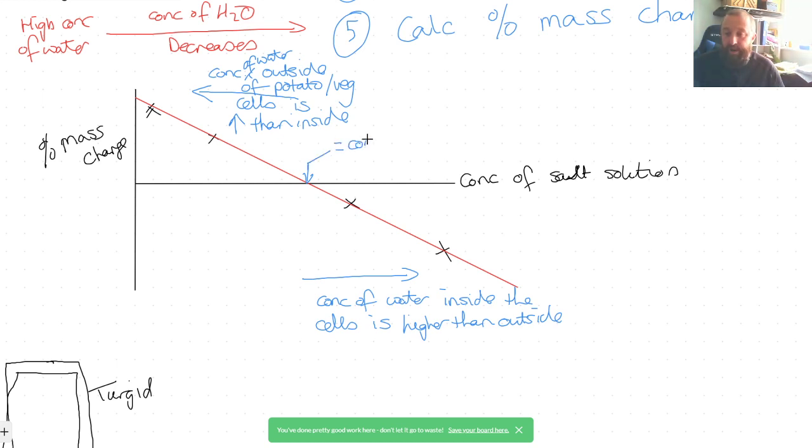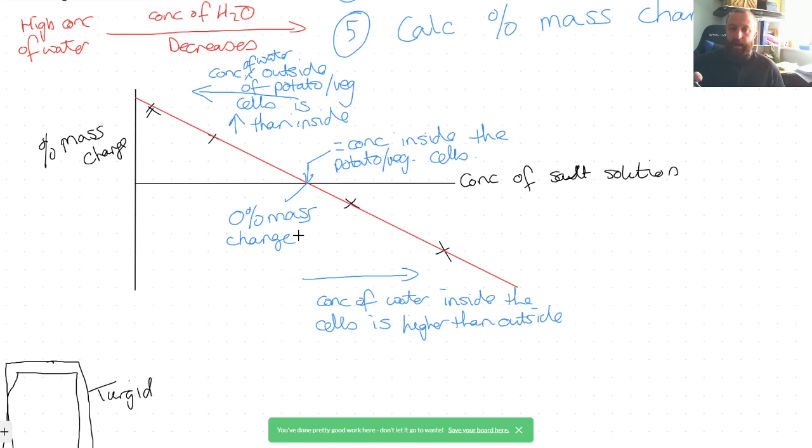This here, this equals the concentration inside the potato or vegetable cells. Okay, so that point here where there is zero mass change should tell us what the concentration is inside those cells. Hopefully that makes sense. I've moved a couple of times from the salt concentration to the water concentration, but hopefully I've managed to sort of clarify that so it does actually make sense to you.